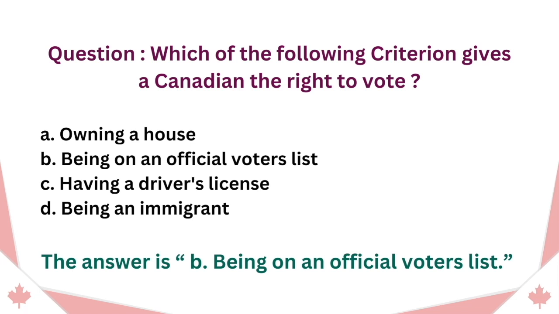Question: which of the following criterion gives a Canadian the right to vote? A. Owning a house. B. Being on an official voters list. C. Having a driver's license. D. Being an immigrant. The answer is B. Being on an official voters list.